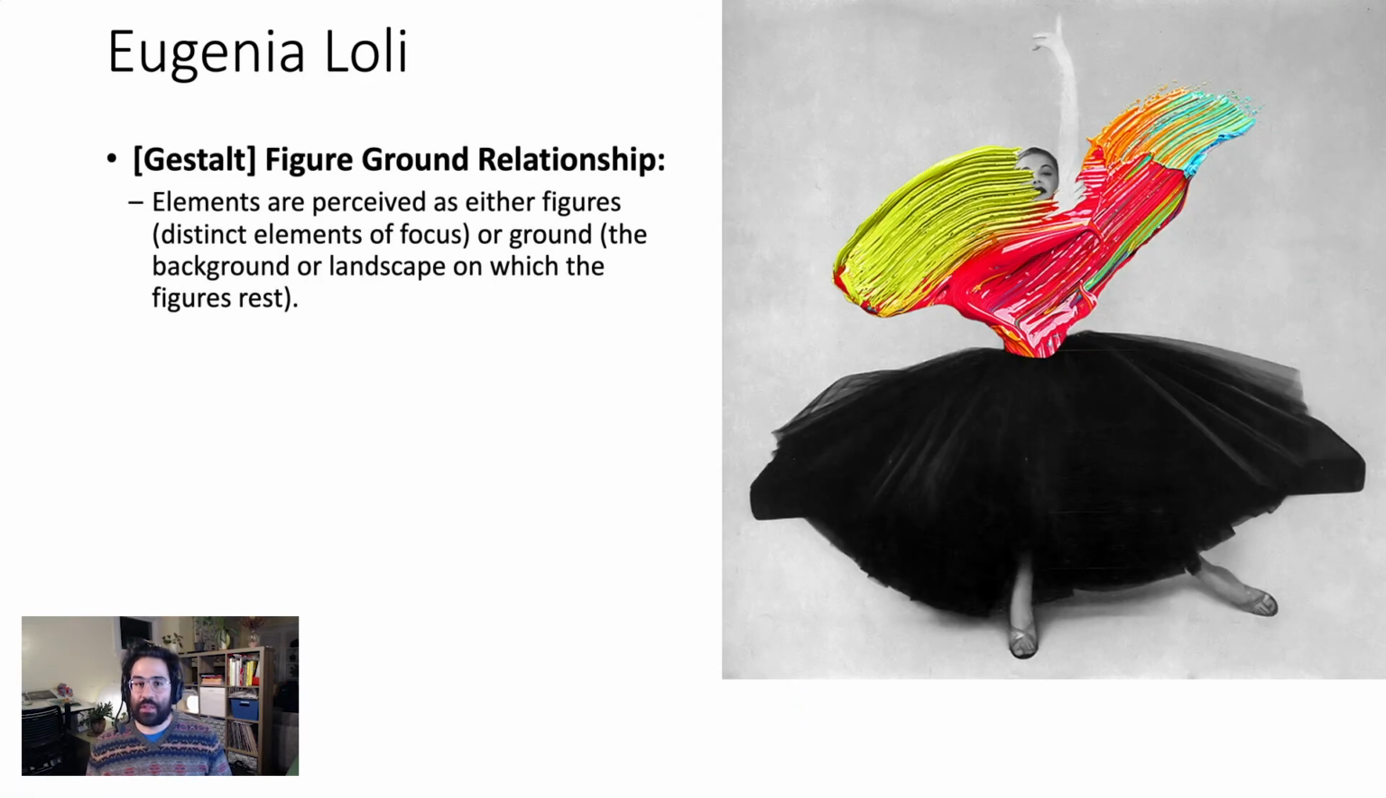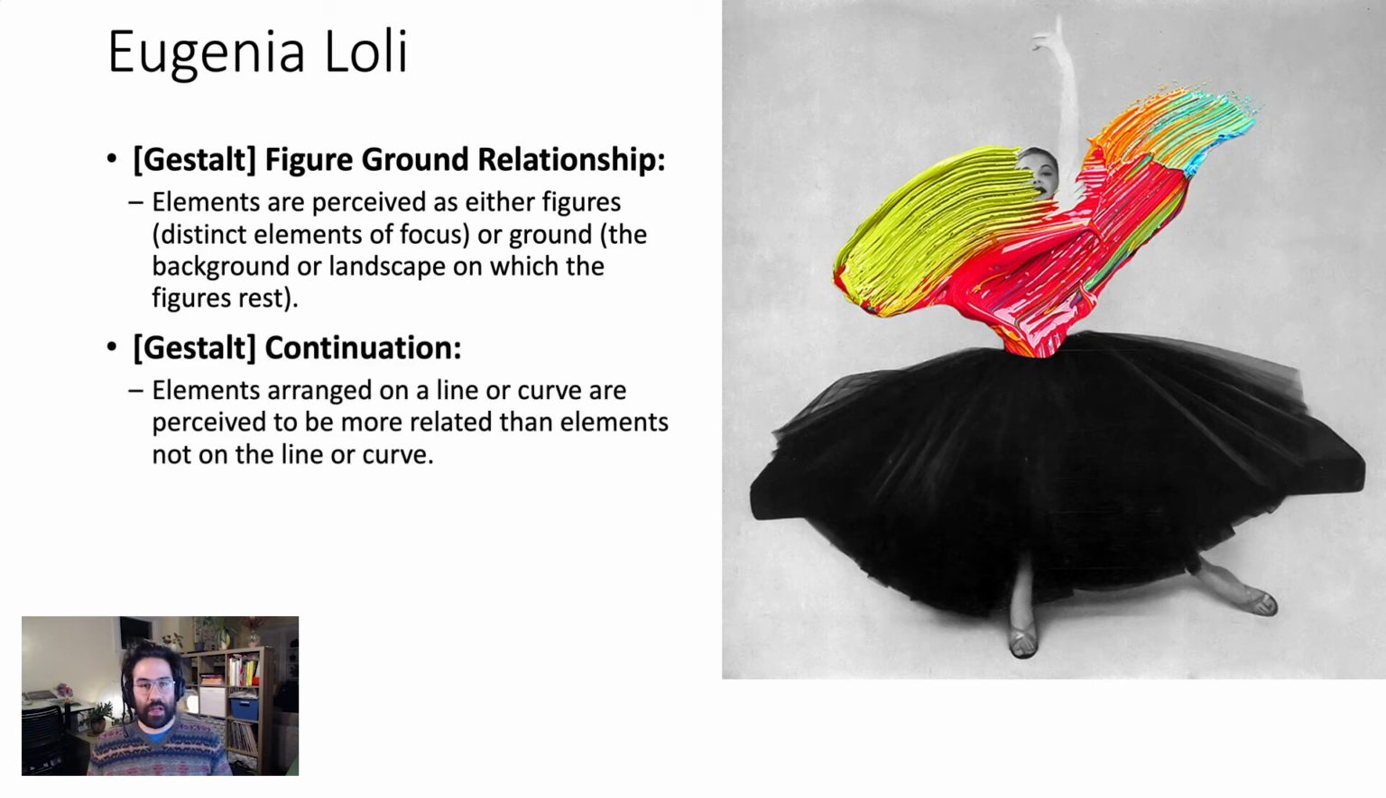We could also see an illustration of the figure-ground relationship. That's this idea that elements are perceived as either figures, which are distinct elements of focus, or ground, which is the background or the landscape on top of which the figures rest. So in this case, we have a literal human figure with some paint smears on top of it. And I would say that it's the paint and the human in this image that are the figures because they stand out from the background.